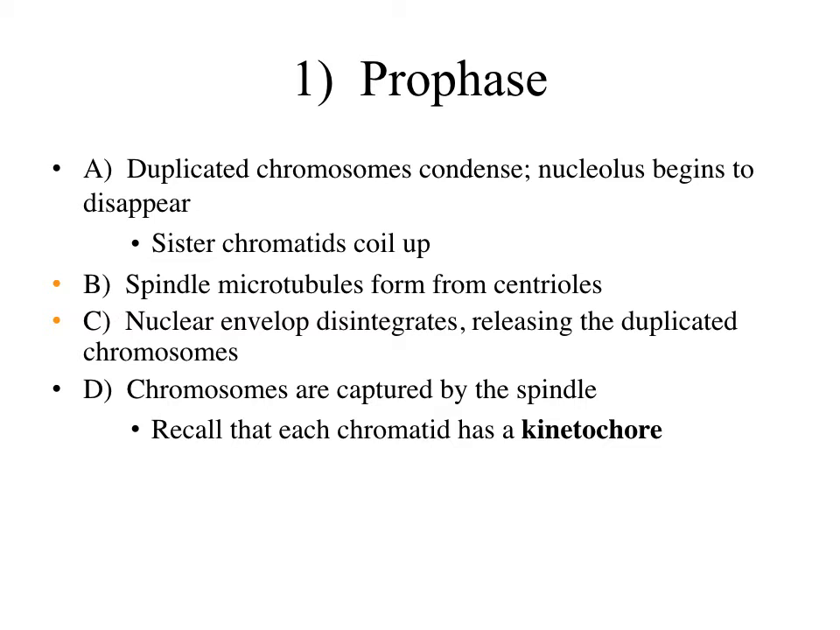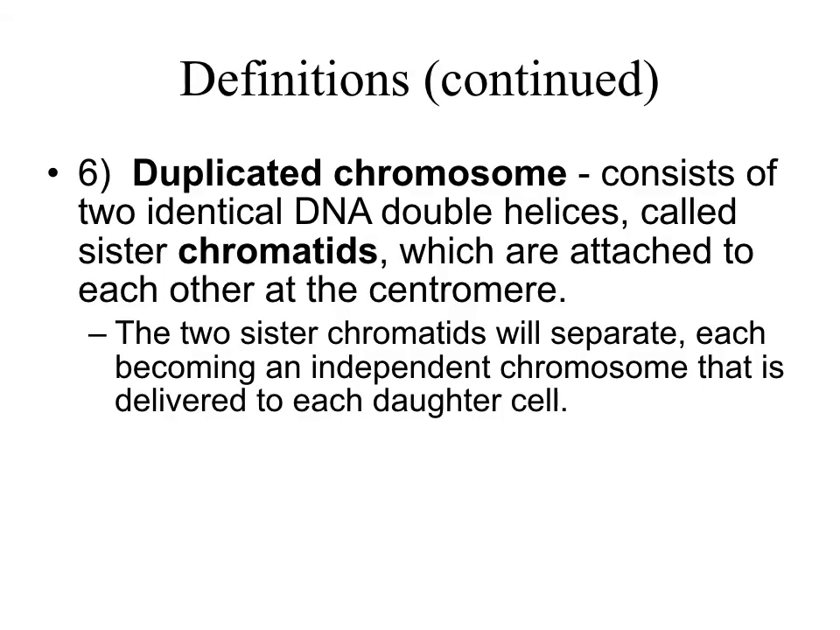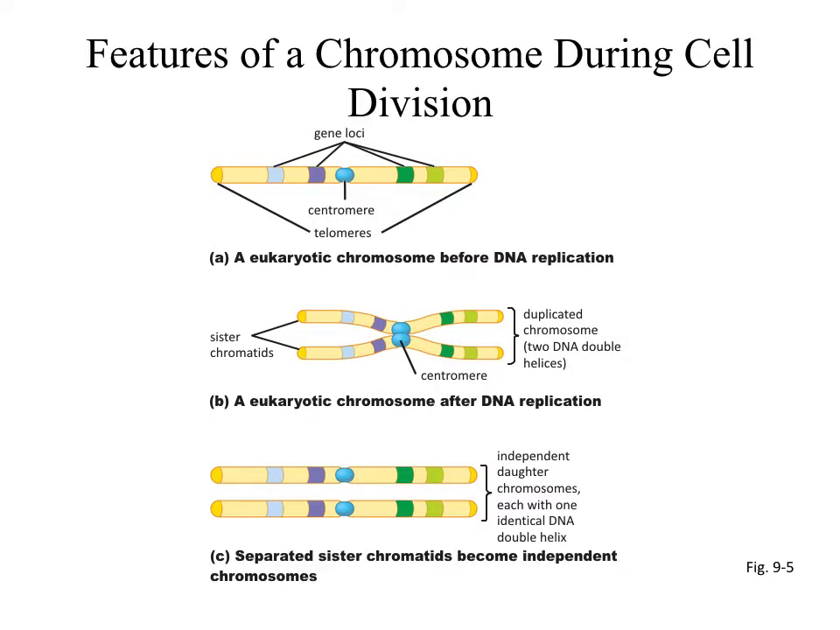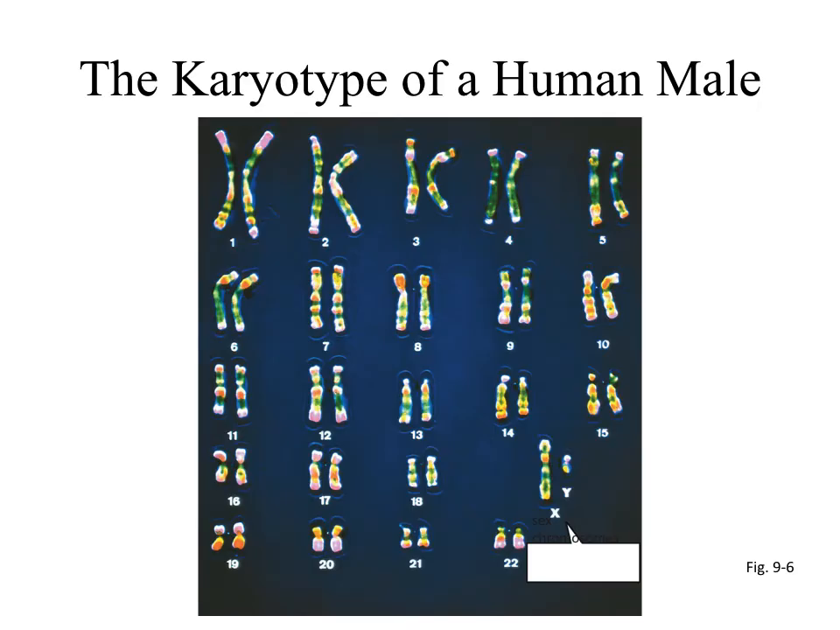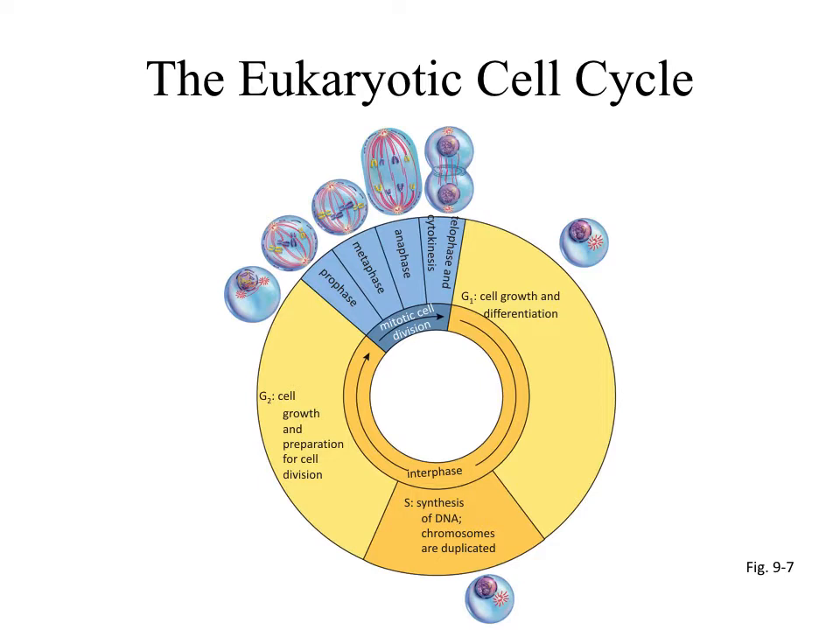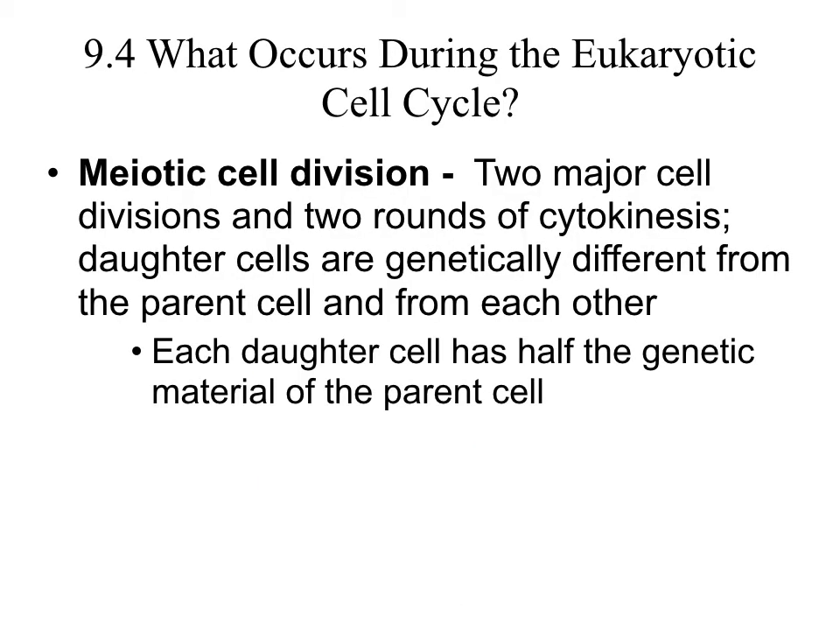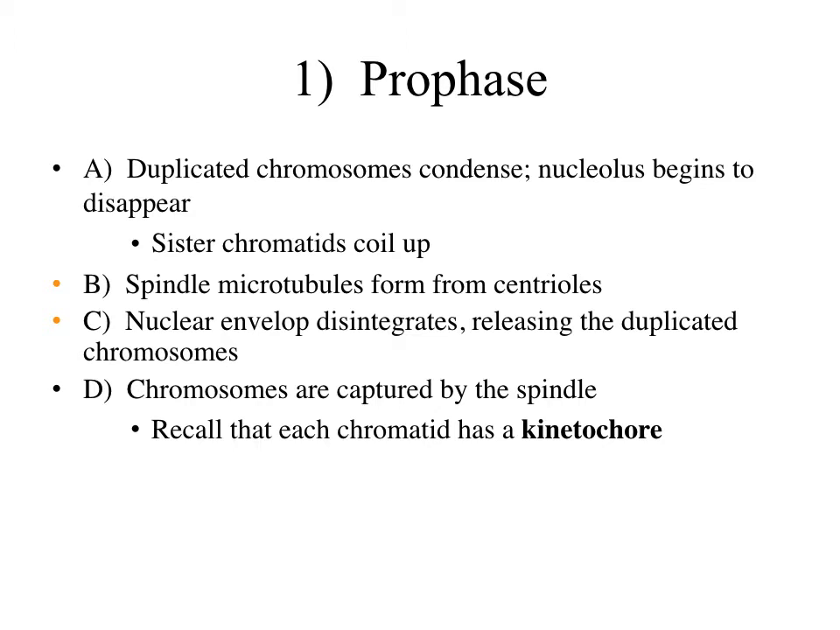So now imagine going back to one of those diagrams. At this point, they look like figure B, where they're attached with a centromere, because they've already been duplicated now. Not like this, but attached with the centromere. So the first important step to know in prophase is that the duplicated chromosomes condense.